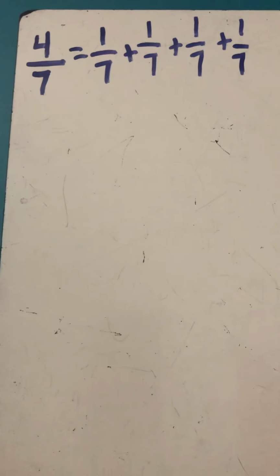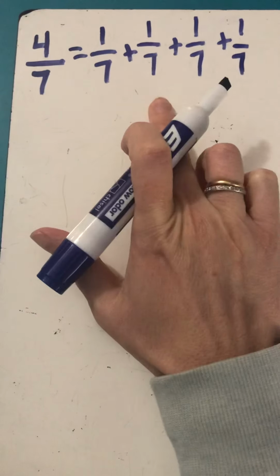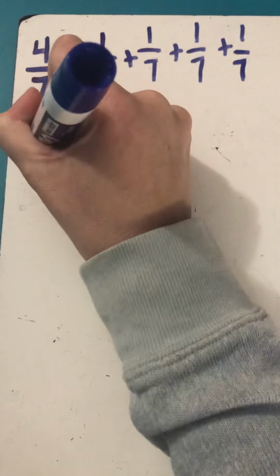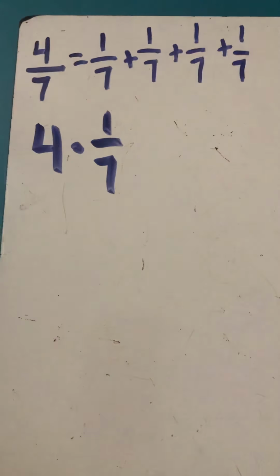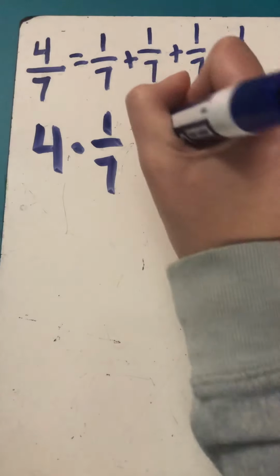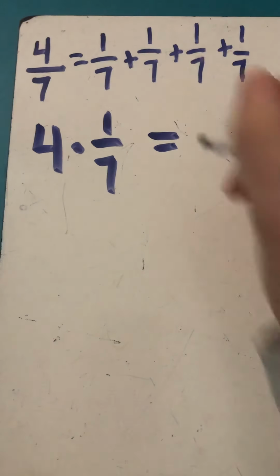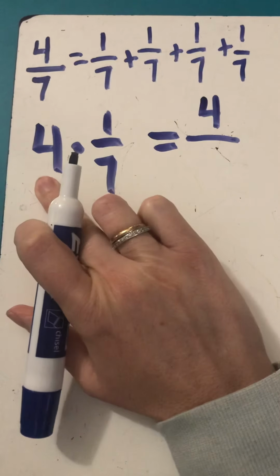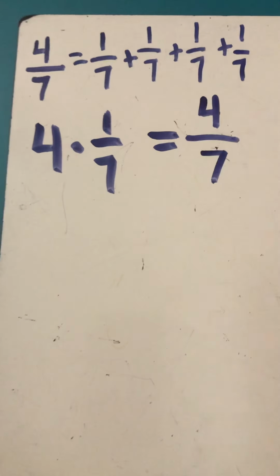So what I want you to notice here is how many 1/7 do I have? I have 1, 2, 3, 4. So couldn't I just do 4 times 1/7? Does that equal 4/7? Well, let's see. We do 4 times our numerator, so 4 times 1 is 4. And we do not multiply our denominator, okay? Our denominator just stays the same, okay?